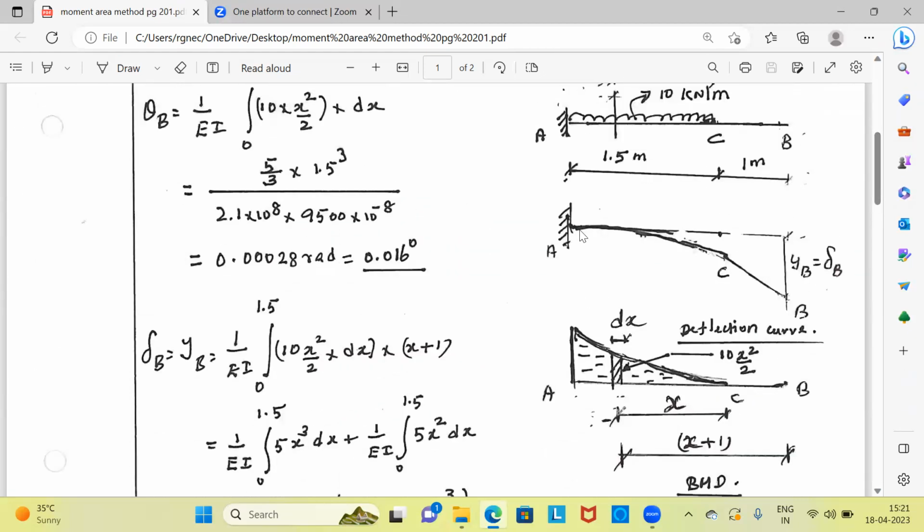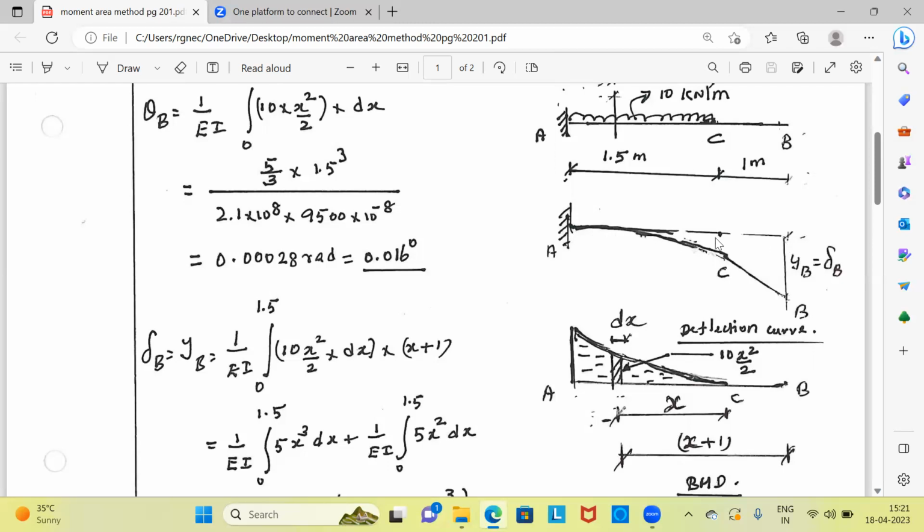A is one point. From this you draw one tangent. At A the slope is 0. That means if you draw the tangent it will be horizontal. At B you drop the vertical intercept. This is the vertical intercept B, dropped on the tangent drawn from A.